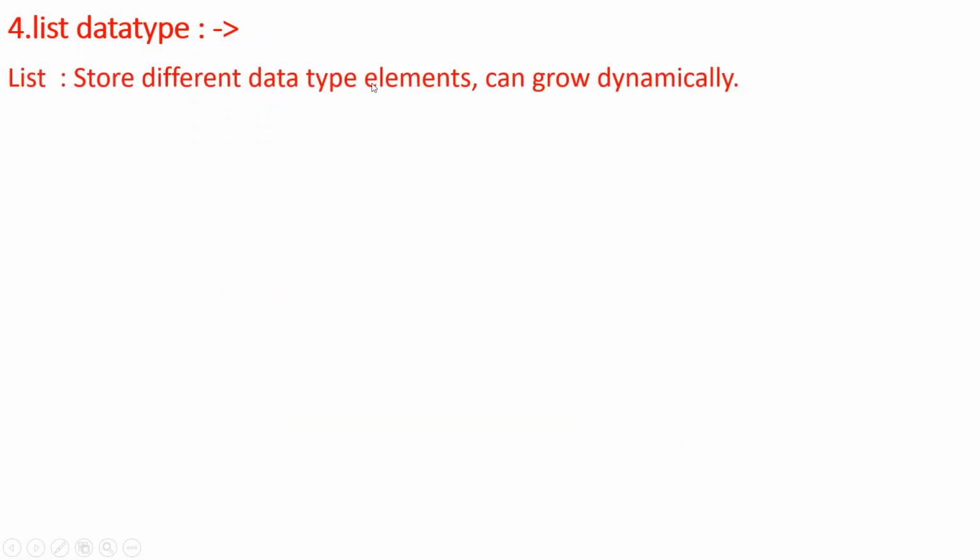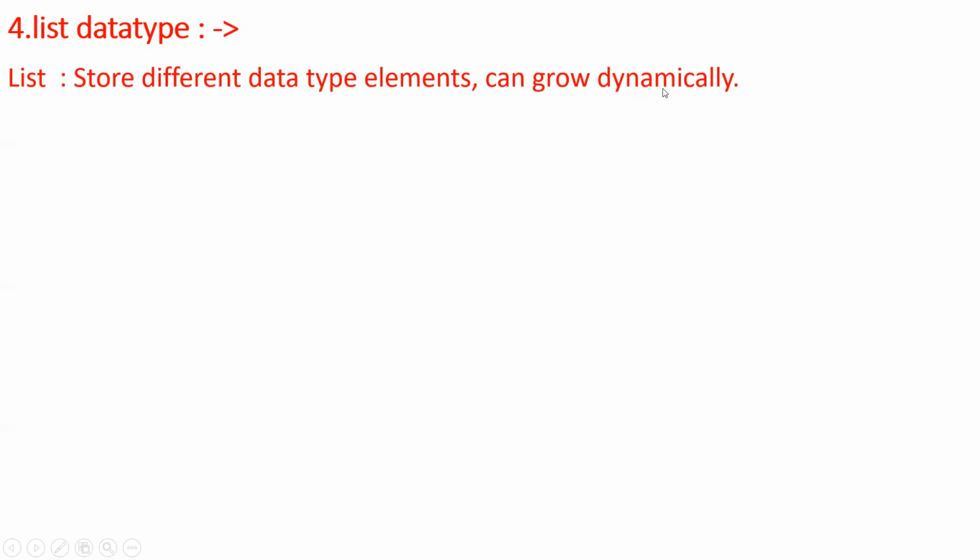It stores different data type elements and it can grow dynamically. See here, in C we have the array concept. In the array we can do the same thing. But what is the problem in C++? In the array, we can store all the information having the same data type. We can't place different data. That is the problem. But in Python, the list is made for that. You can store different categories of data. Got my point? Right.